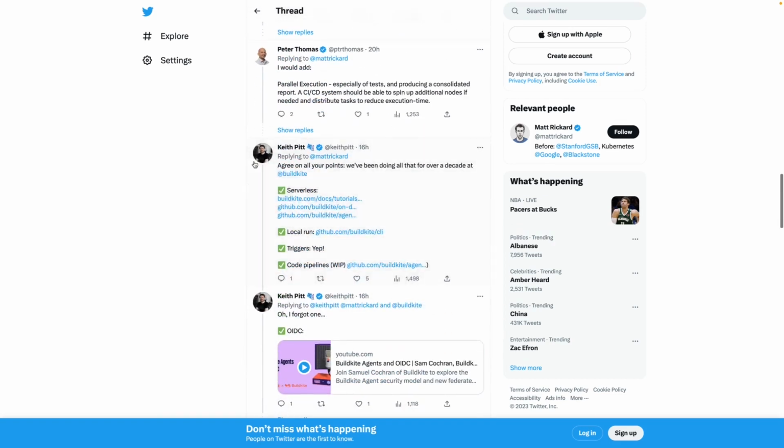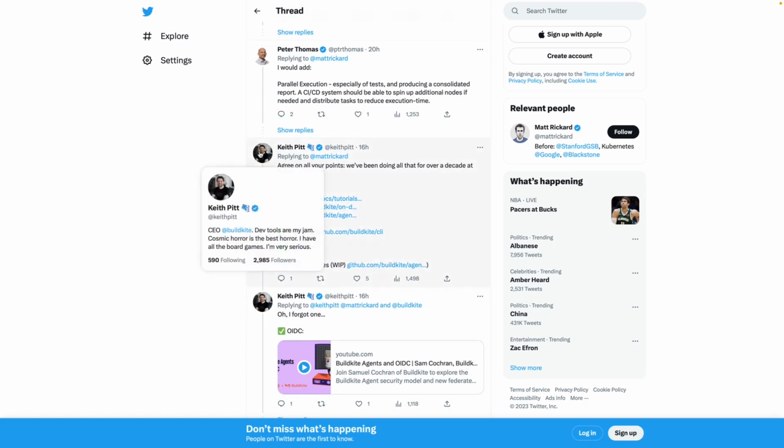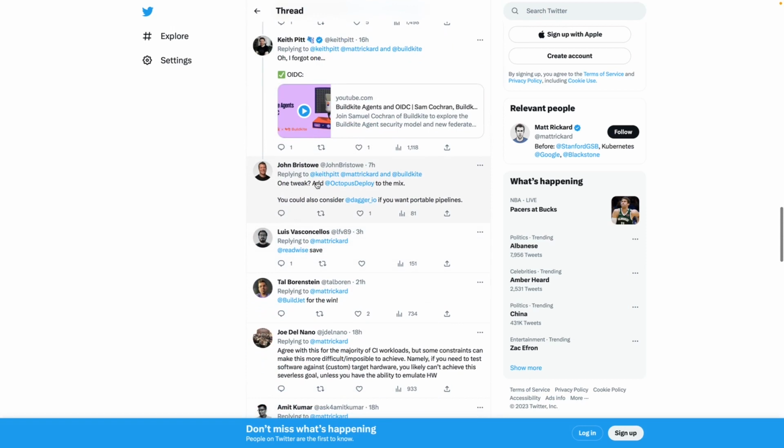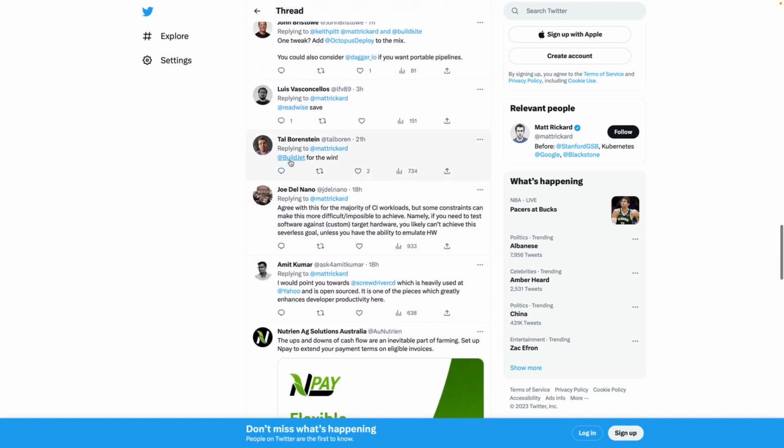So Keith Pitt, who is the founder and CEO of Buildkite, a very popular CI tool, said, "Hey, we support this in Buildkite," and of course, I had to dogpile on that and say, "Oh, one add, you could add Octopus Deploy to the mix, and you could also consider Dagger if you want portable pipelines." So you can see in here people are mentioning BuildJet.